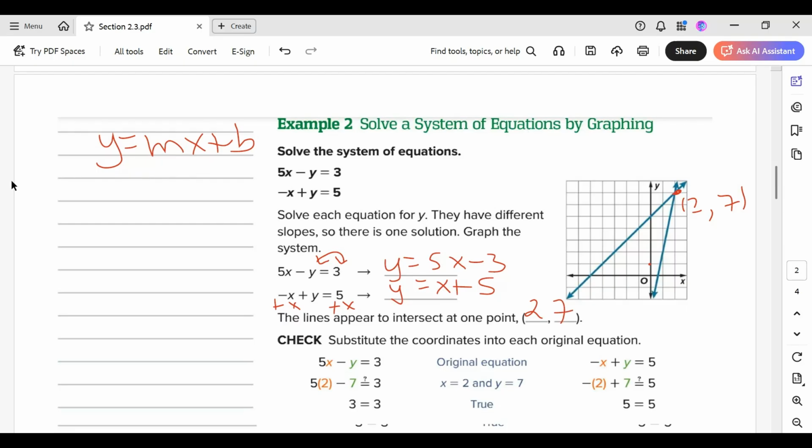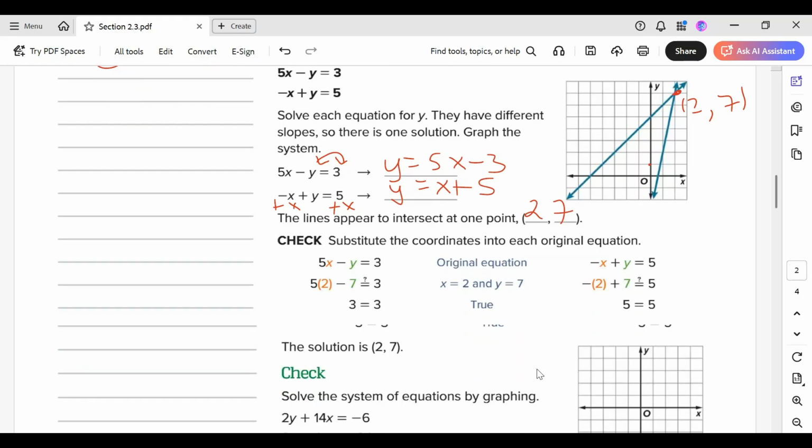So in order to check the solutions, you just plug in your values. So we did 5x minus y equals 3. We plugged in 2 for x and 7 for y. So 5 times 2 is 10. 10 minus 7 is 3. 3 equals 3. And then we plugged in 2 into the next one and 7 as well. So it's negative 2 plus 7, which is 5. 5 equals 5. So our solution is (2, 7).